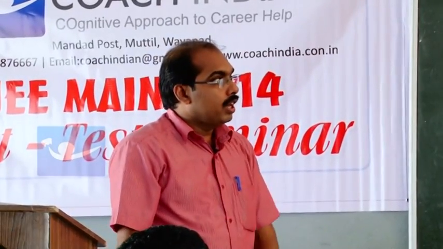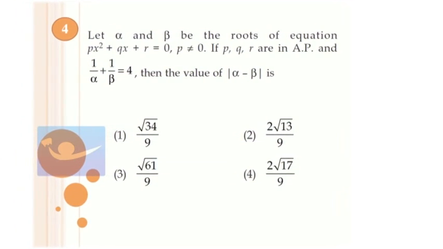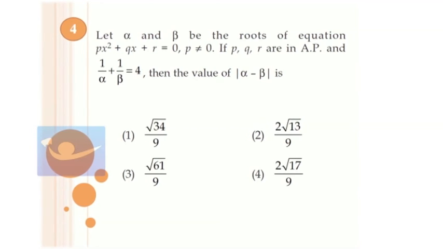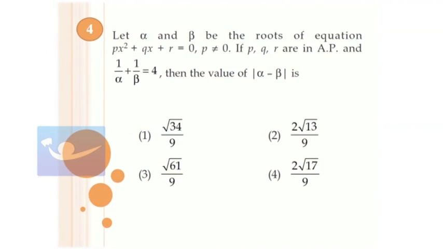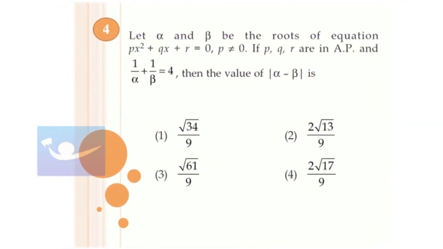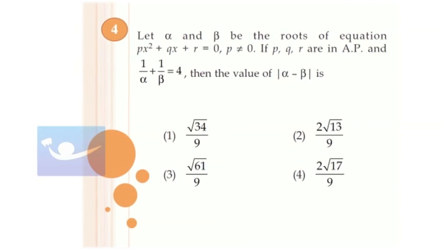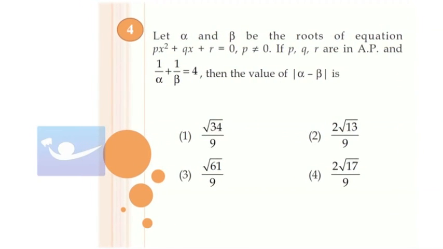Let alpha and beta be the roots of the equation px square plus qx plus r equal to 0, p not equal to 0, p, q, r are in AP, and we have one more condition that 1 by alpha plus 1 by beta equal to 4. Then you are asked to determine the value of mod alpha minus beta.